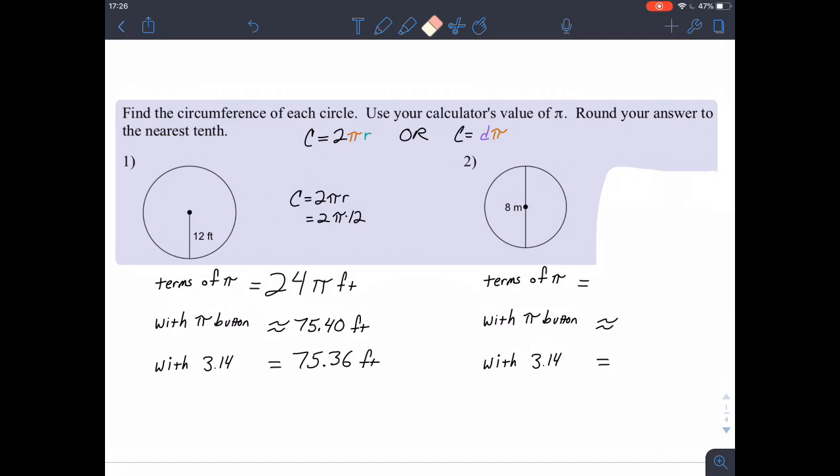Let's try this again with a different circle. This circle has a diameter of 8. You can pause the video here to try using one of the formulas to calculate for your circumference.